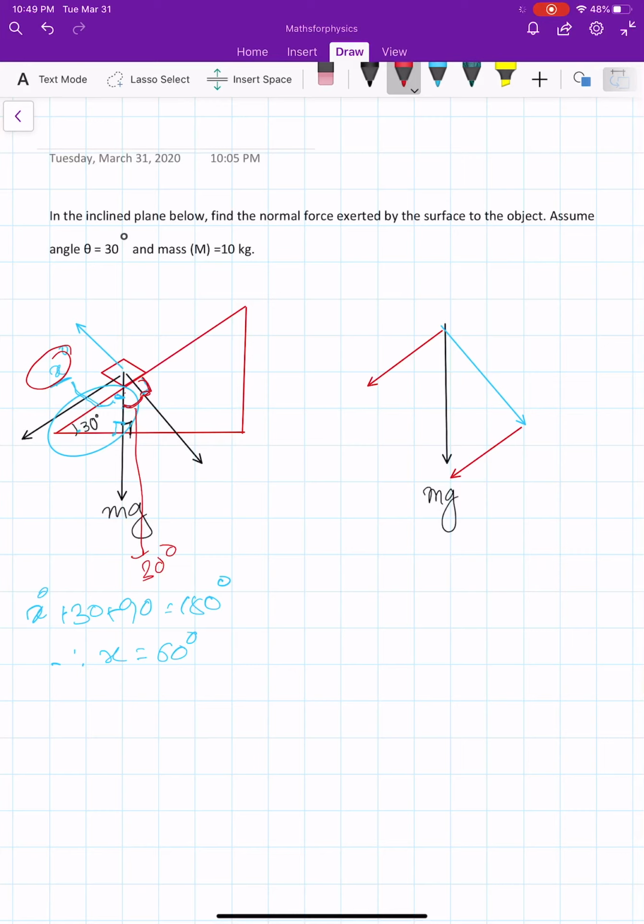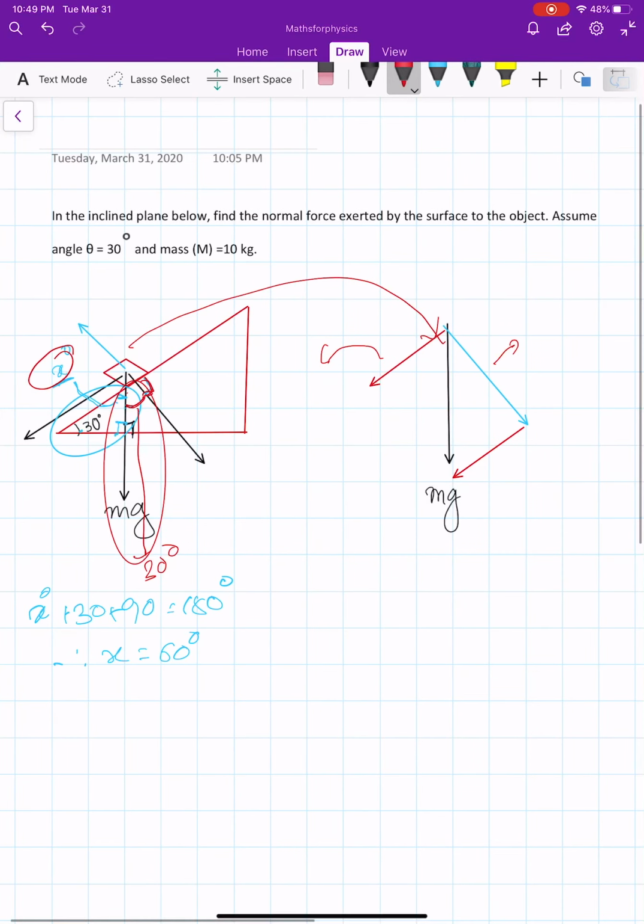Here I separated this force mg, so this is mg, this is our main force, and we are breaking this force into components, this component and this component, right? We know this angle here is 30 degrees, and this is 90 degrees, right? Now from our notes we can see that this side here has the 30 degree angle and 90 degree angle adjacent to each other, so this is adjacent, right?